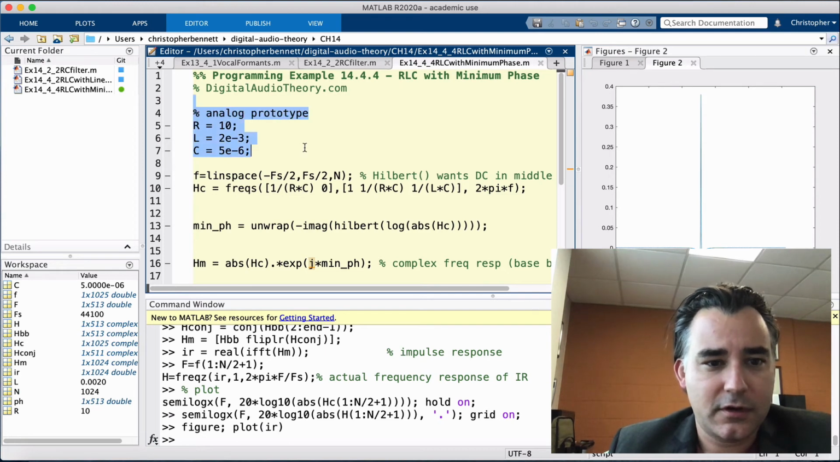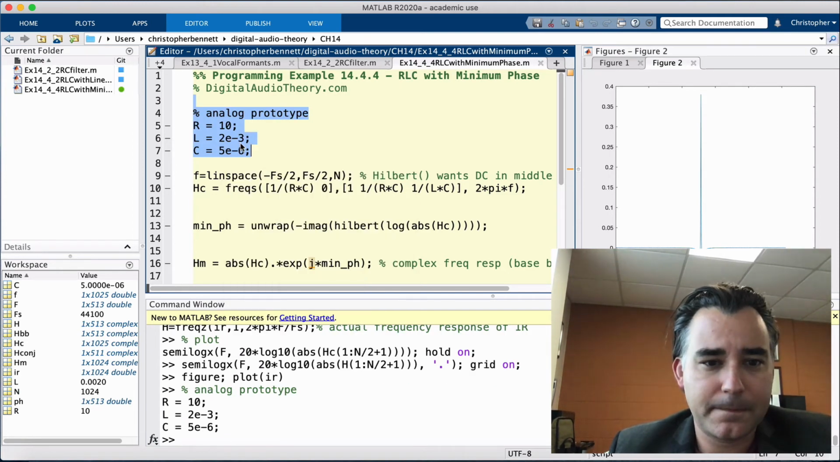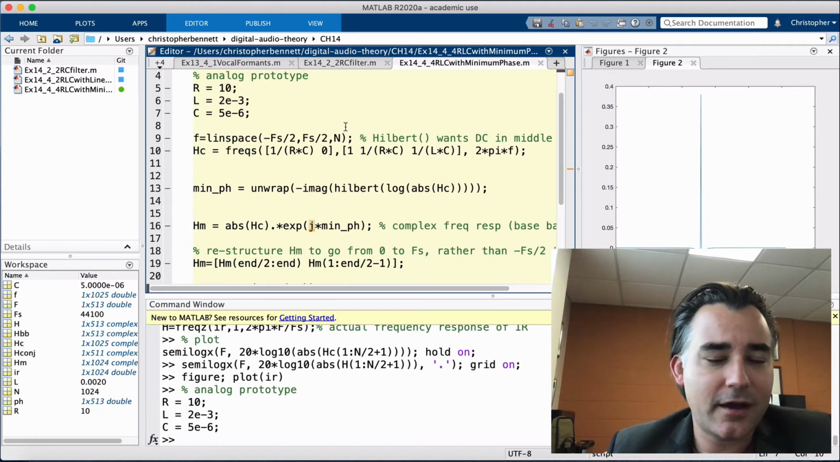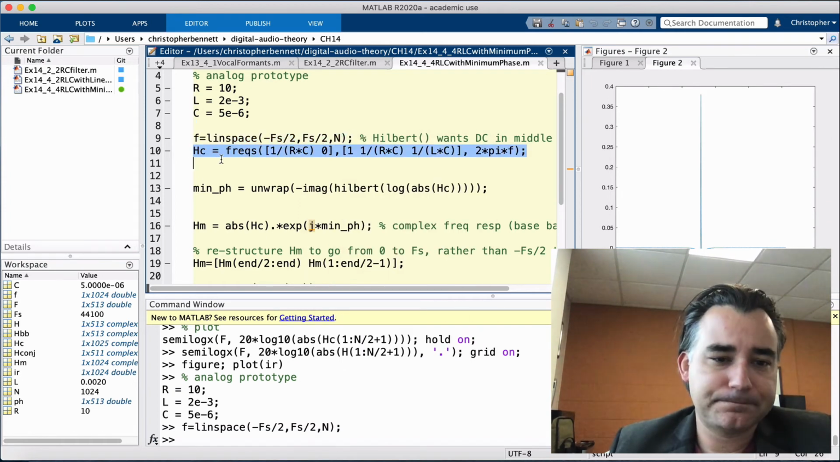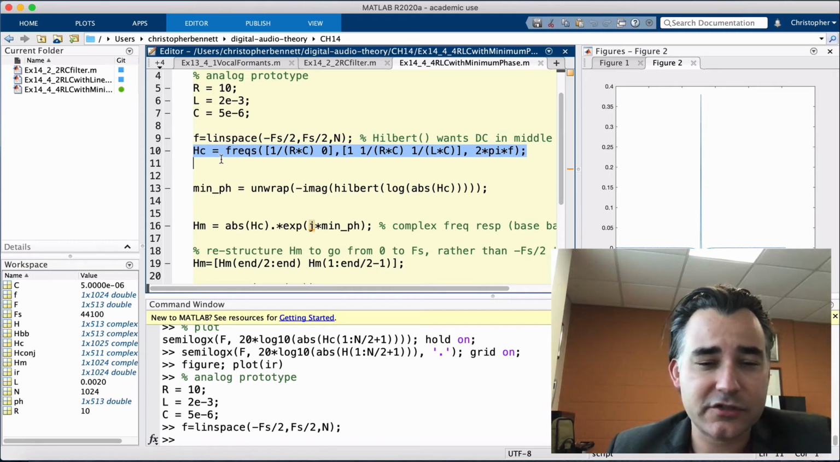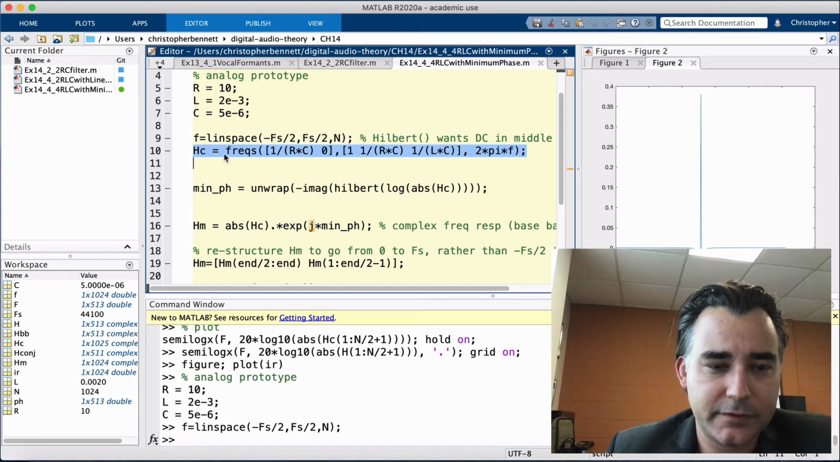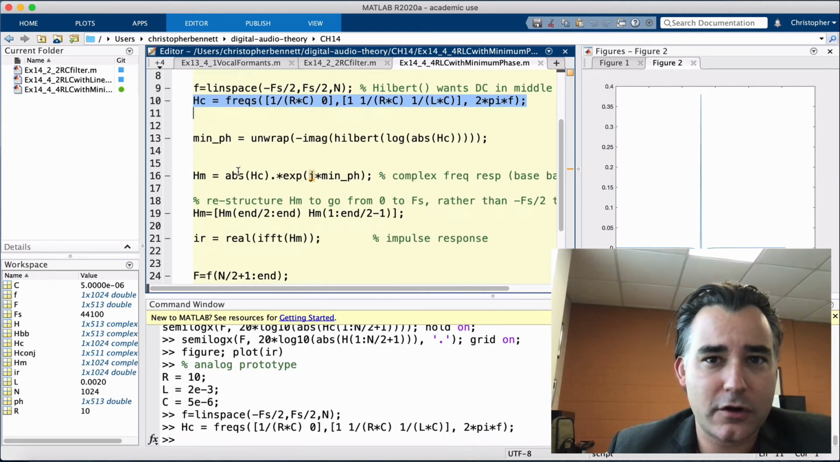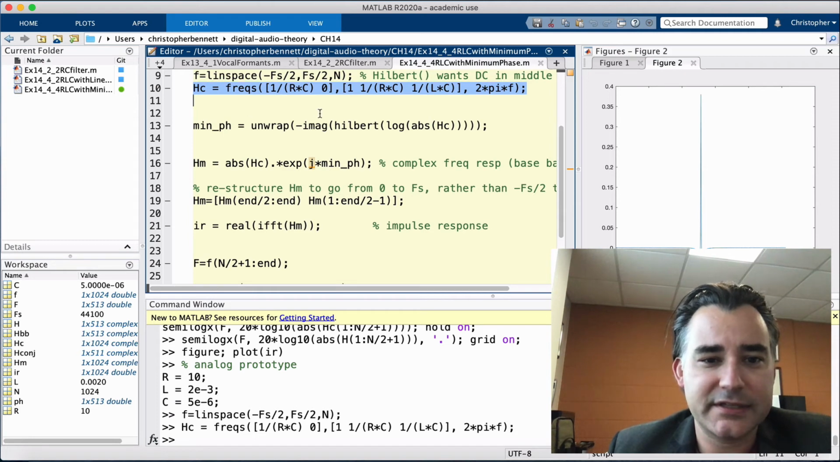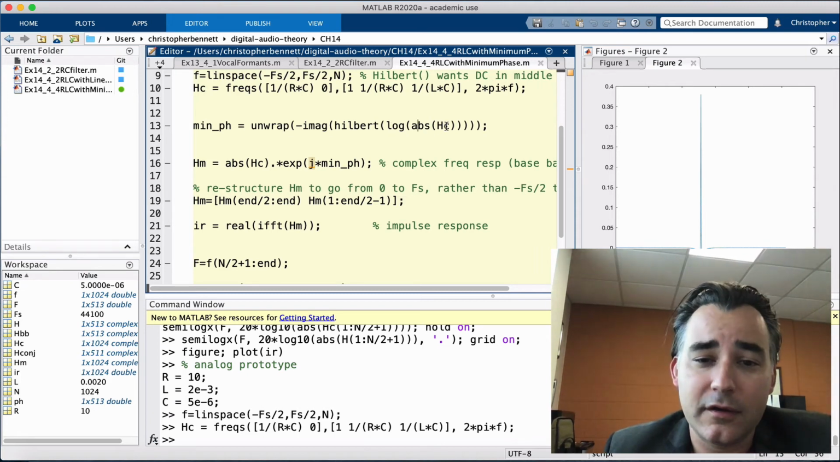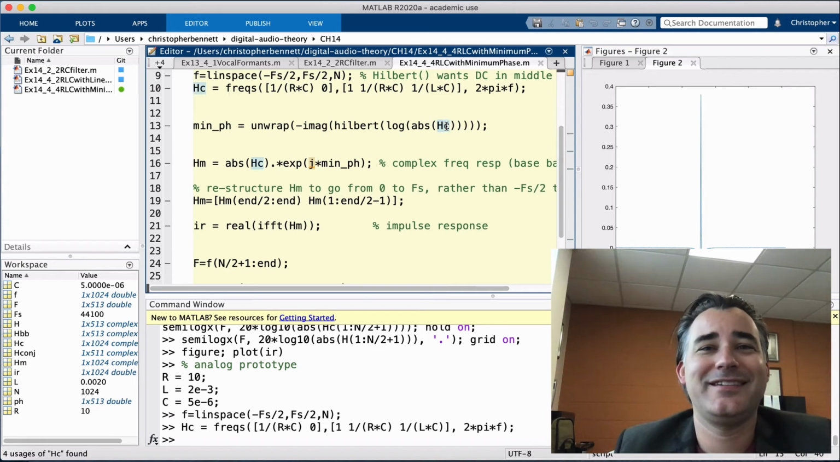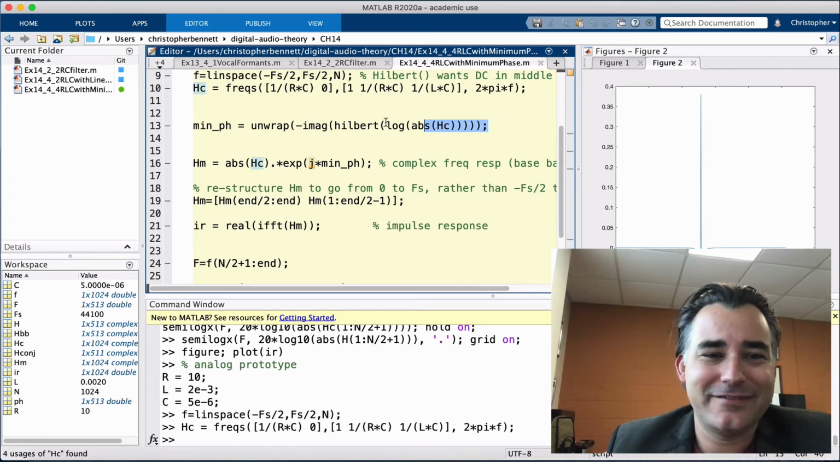So let's make sure all of our stuff, here's our analog prototype, same as before. We're going to generate a frequency vector that goes from negative fs over 2 to fs over 2, but the same n number of points to analyze it. Our analog or continuous transfer function is exactly the same as before. No difference there. Okay, here's that gnarly equation. Our minimum phase is the negative imaginary part of the Hilbert transform of the log of the magnitude of a frequency response. Okay, so let's evaluate that.